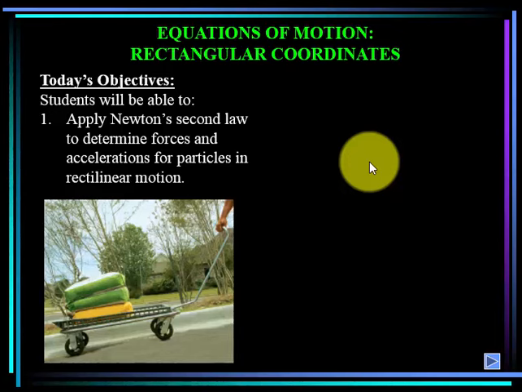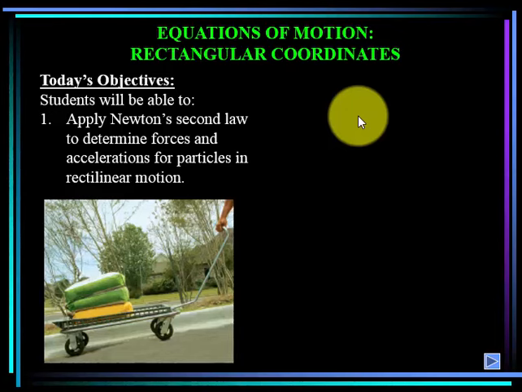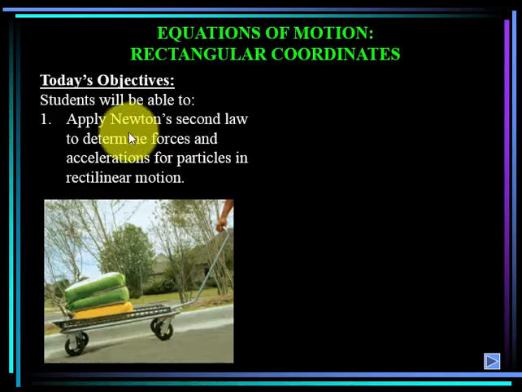This is the second section of Chapter 13 in our dynamics textbook. The first section discussed the background for Newton's laws, specifically Newton's second law that we'll be using for the rest of this chapter in a significant way. And so in this section we will be applying Newton's second law to determine forces and accelerations for particles in rectilinear motion or Cartesian coordinate systems.